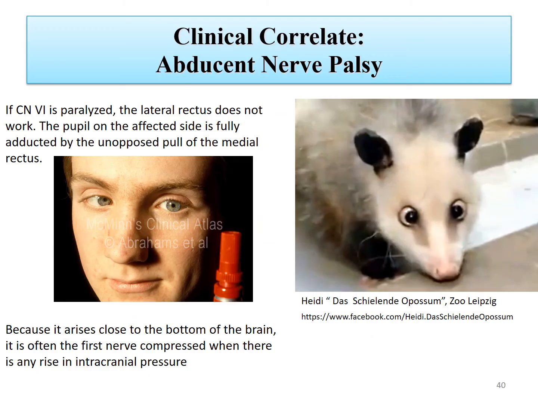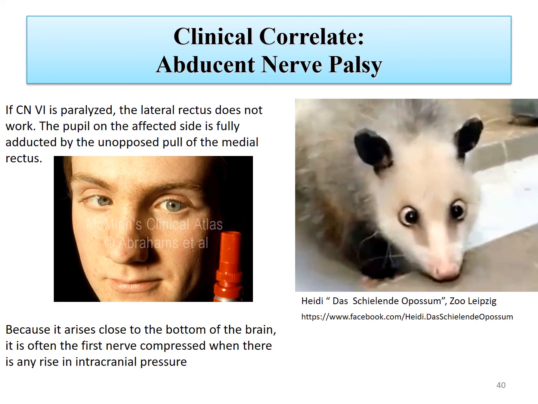Clinical correlation here, abducens nerve palsy. If cranial nerve number 6 is paralyzed, the lateral rectus will not work. In this image, this guy was asked to look at the pen. And you can see that the left eye is just staring forwards because the lateral rectus does not work. Then the right eye, the medial rectus, works, so he is gazing at the pen. However, without the lateral rectus and the abducens nerve, this does not work.